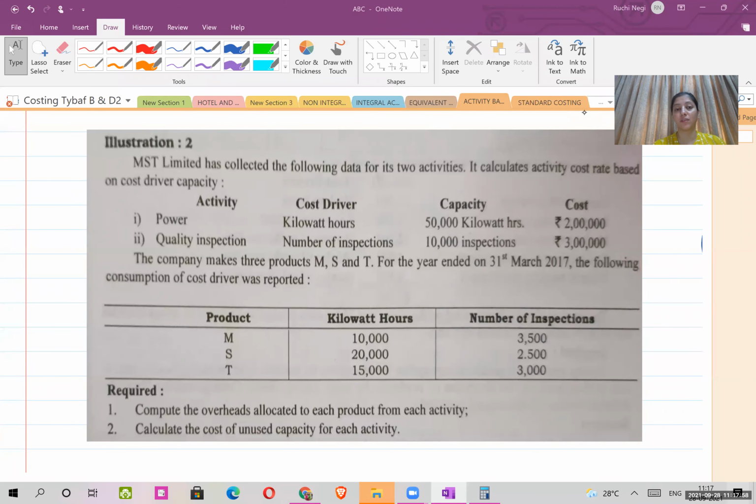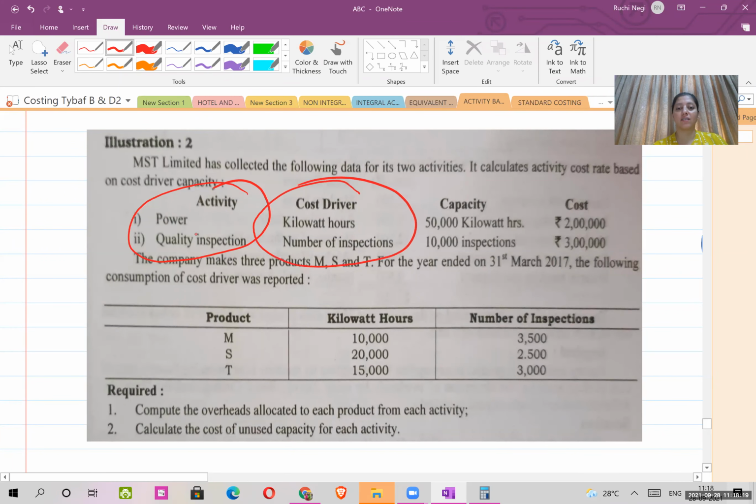Okay, so let us move on to this new type of question. MST Limited has collected the following data for its two activities. Okay, so this is my activity. First is power and next is quality inspection. So there are two activities. This is the cost driver. For power it is kilowatts and for quality inspection it is number of inspections.